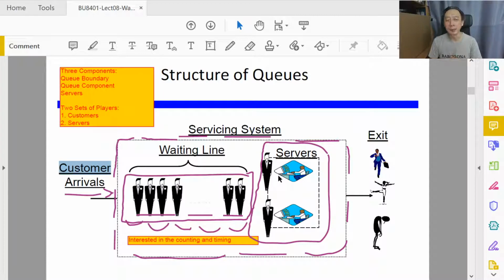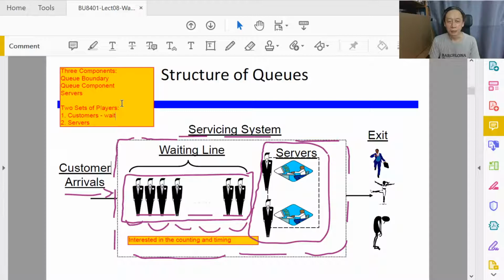The service is a value-added time spent between the server and the customer. From our theoretical perspective, we don't really care what is happening there. We are not studying the operations, the value-adding process, the supply chain, etc. We are interested in, as I mentioned, counting and timing. A lot of times, we care only about how long the customer spends with the service, the amount of time spent between the two.